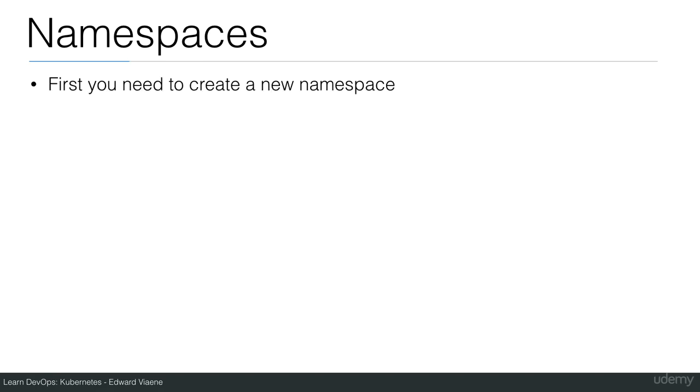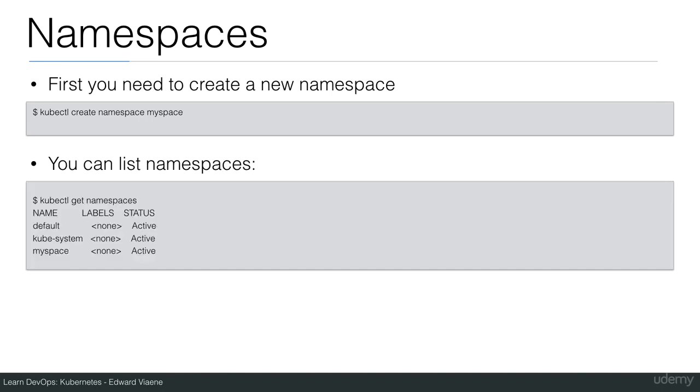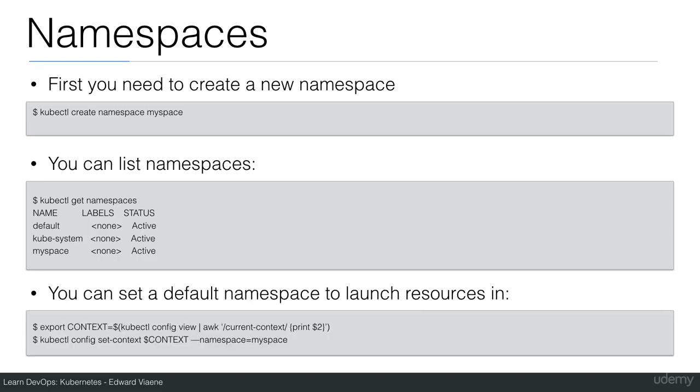First, you need to create a new namespace. You can easily do that using kubectl create namespace myspace. If you want to list the namespaces, you can do kubectl get namespaces. This now shows the default namespace, the kube-system namespace, and the newly created myspace.